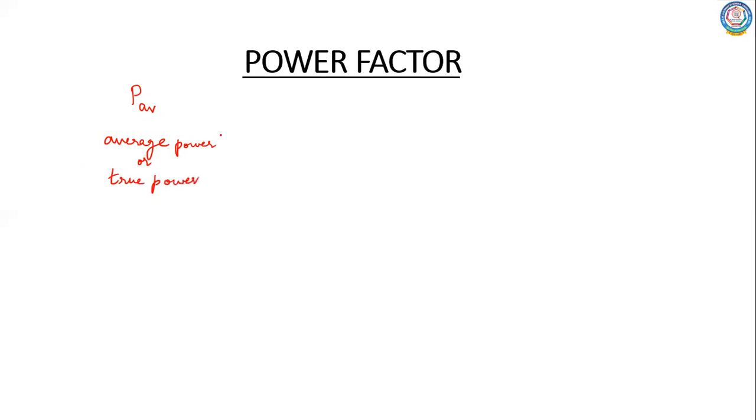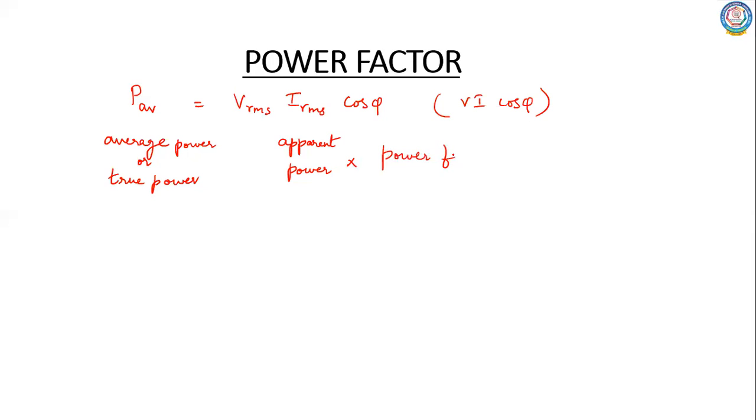Okay? So the formula for this is V_RMS I_RMS cos phi, or I can also simply write it as VI cos phi. Now I'm going to define this. V_RMS I_RMS is nothing but, as I already told you, apparent power, and cos phi is the power factor.